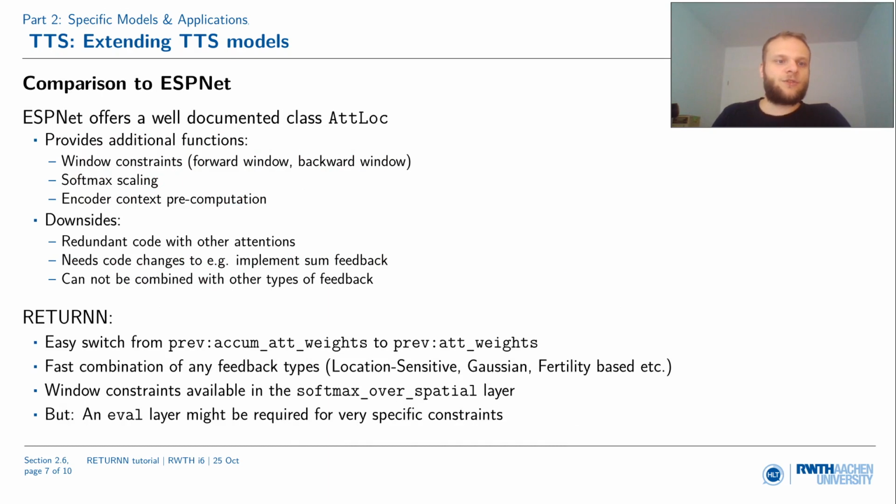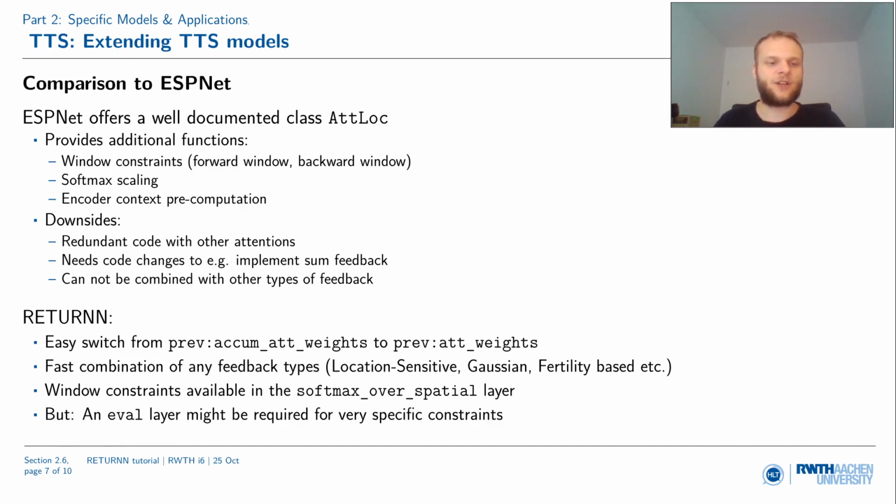Then we wanted to compare how complicated this would be to do in ESPnet, because ESPnet offers a well-documented class, for example, for the location-sensitive attention, and it even provides additional features such as adding window constraints, softmax scaling, and the encoder context precomputation. But we also found some downsides here.